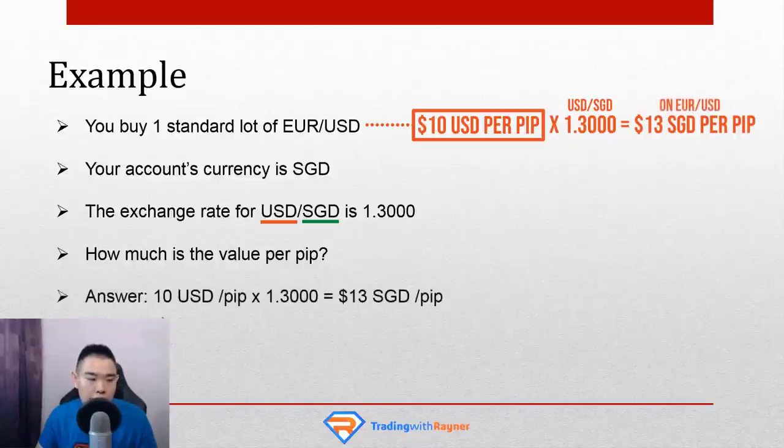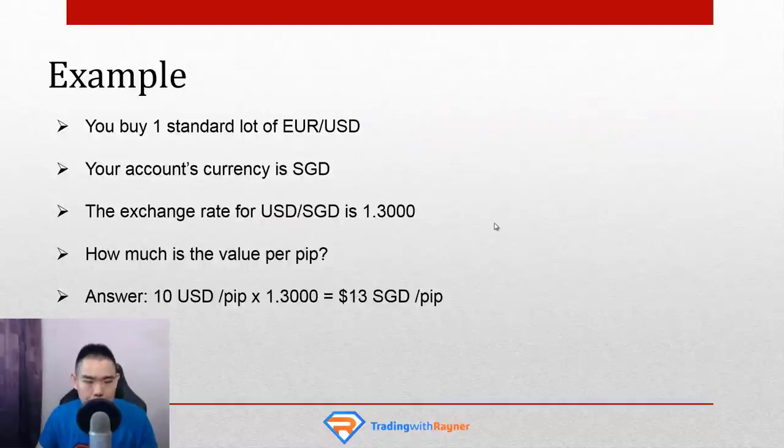And there you have it. In case you want to know the math breakdown, it is 10 USD per pip multiplied by 1.3, because it's the exchange rate between US and Singapore dollars, and you get 13 Singapore dollars per pip.